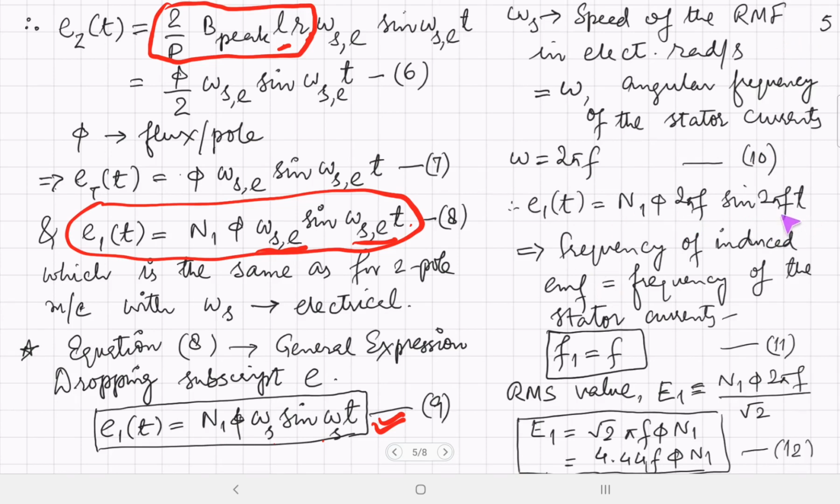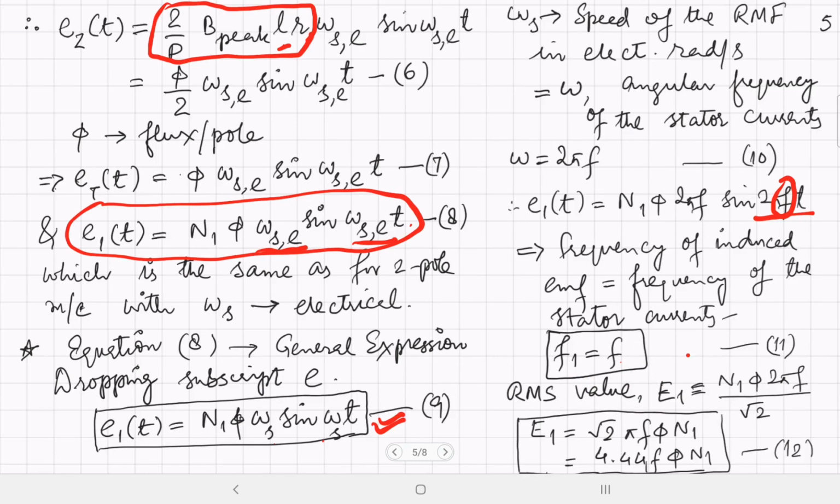And therefore we can easily see that as far as this expression is concerned, the frequency determines the frequency of the induced EMF. We'll see that the frequency of the induced EMF is equal to the frequency of the stator currents. Therefore we can write F1, where the subscript 1 is used for the stator quantities. As we have done here also, E1 is the EMF induced per phase of stator. Similarly, F1 is the frequency of the stator induced EMF, which will be equal to F, where F is the frequency of the stator currents.